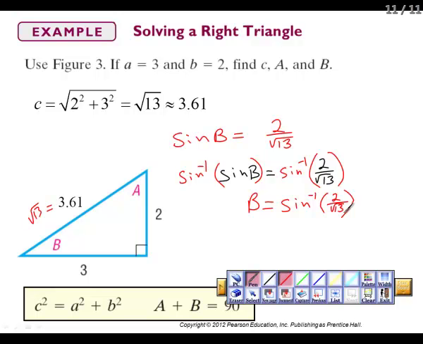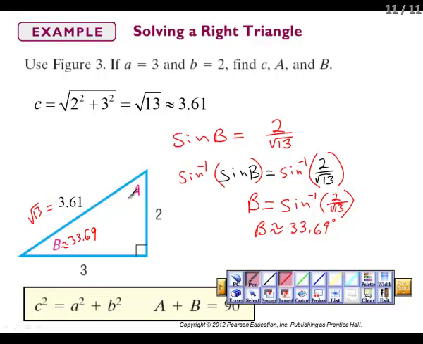Close the parentheses. And you want to make sure that you're using inverse sine here, not just regular sine. And we get 33.69006753, and so B is approximately equal to 33.69 degrees. Now, depending on what they want you to round it to is going to depend on what your answer is going to be, of course. So we can say that this is 33.69.